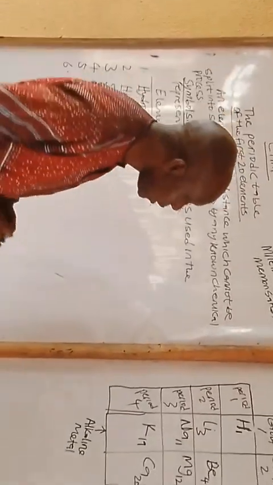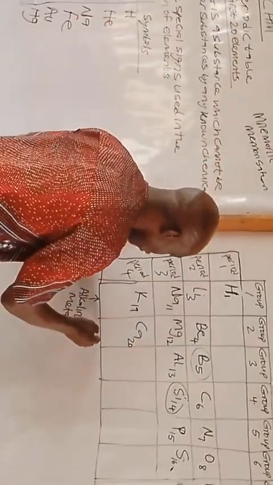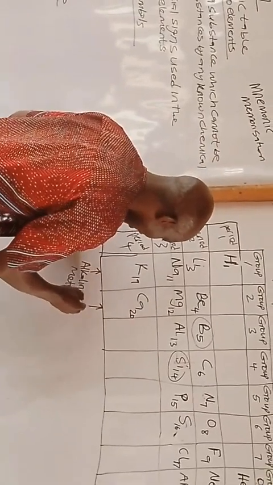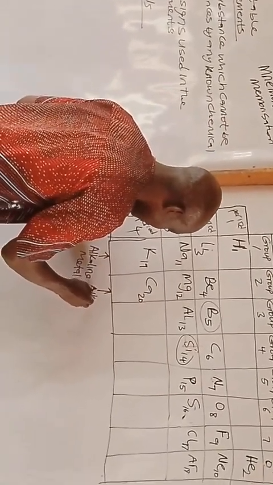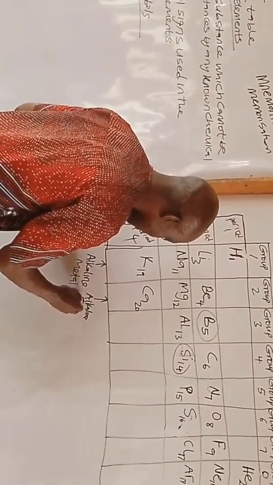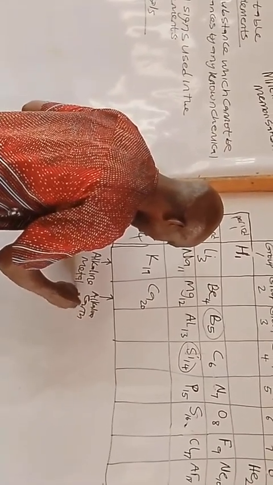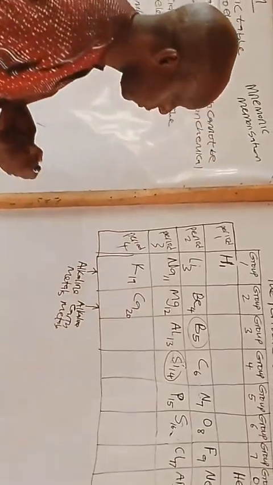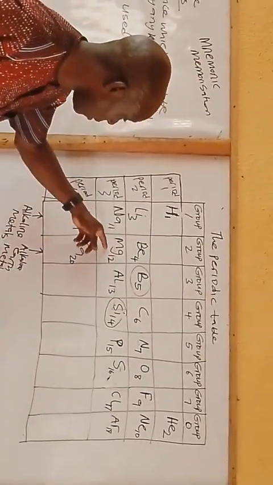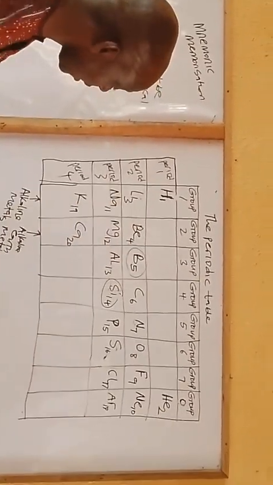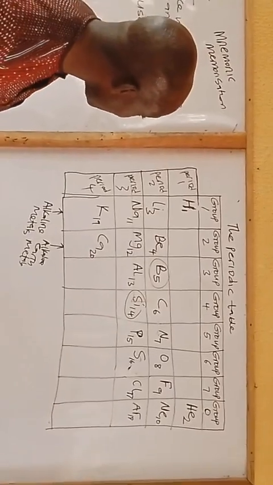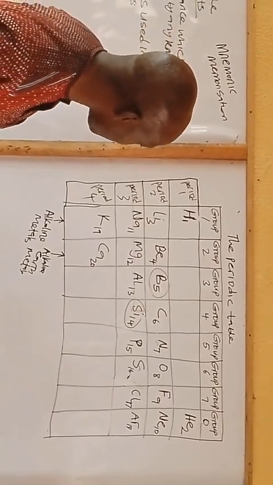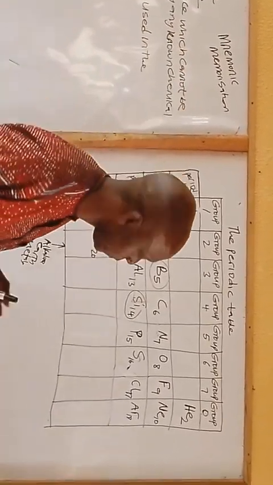So all the elements in group 2 are called alkaline earth metal. Alkaline earth metal. That is another past question. In one of the public exams, calcium is in that group. It's an alkaline earth metal. Magnesium is there, and beryllium is there. All the elements in group 3 don't have a particular group name.